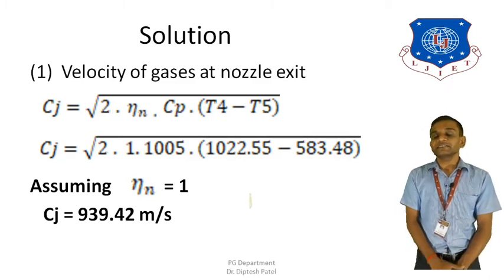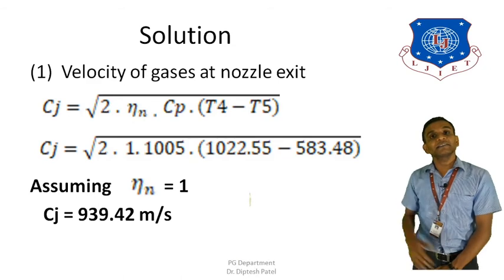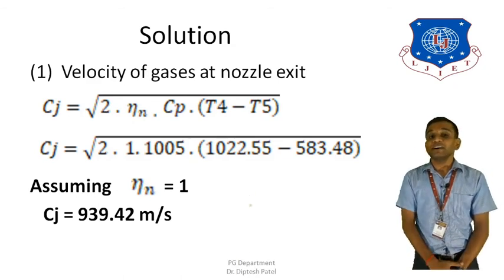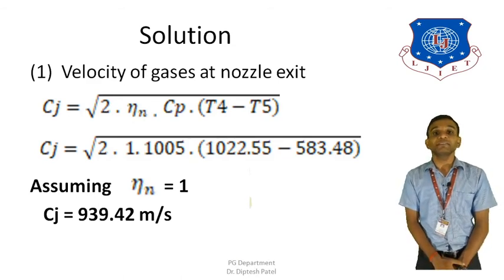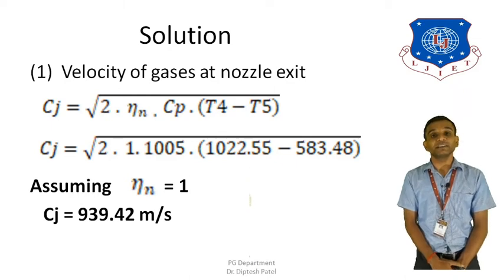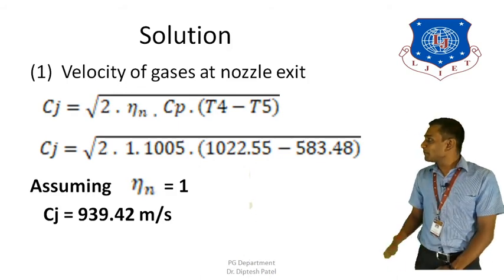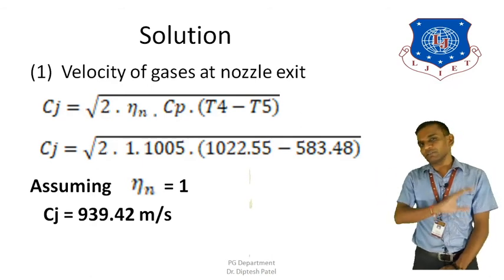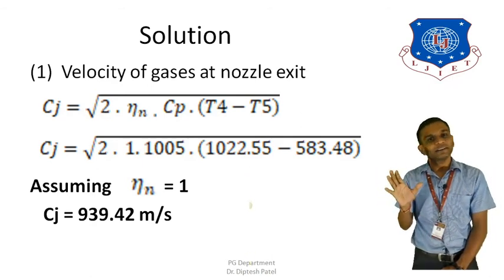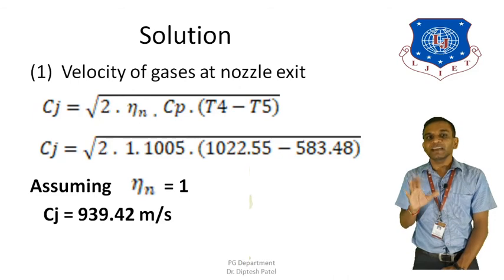Now let's find out our aim. The first aim is that we need to find the velocity of gases at nozzle exit, that is Cj. We know the formula, Cj is equal to under root of 2 into eta n into Cp into (T4 minus T5). Here I am going to put in the values because we got all of them. We got the values of T4 and T5, Cp is given to us, and we are going to assume eta n is equal to 1.